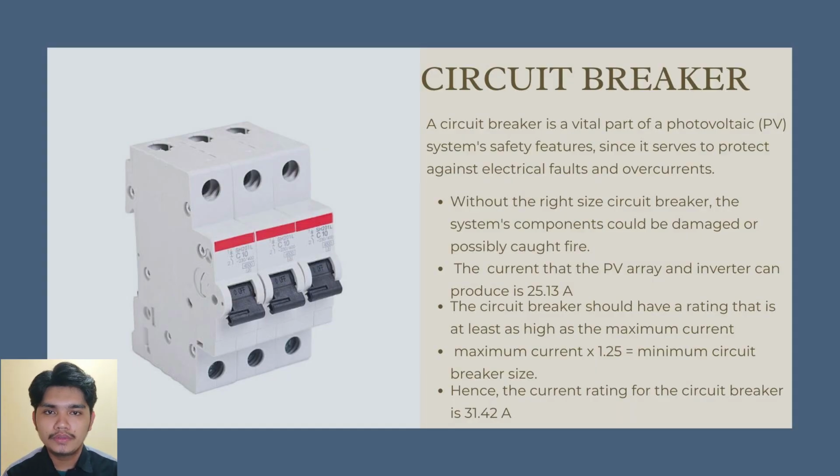Circuit breakers prevent electrical faults and overcurrent in the PV system. The circuit breaker size must match the PV array and inverter's power output. The PV array and inverter generate a lot of current, so the circuit breaker must be able to handle it and promptly cut power if there's an overload or short. The current that the PV array and inverter can produce is 25.13 amperes. The circuit breaker rating should be at least the maximum current, so it must be somewhat higher than the calculated current. Hence, the current rating for the circuit breaker is 31.42 amperes to protect system components.